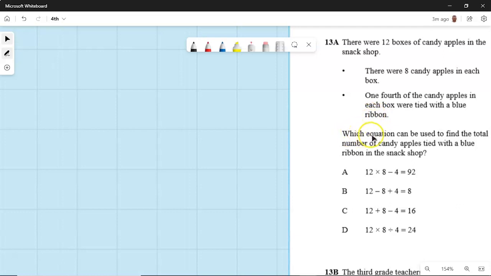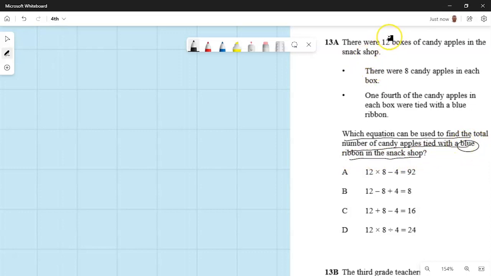So what we are trying to find out is which equation can be used to find the total number of candy apples tied with a blue ribbon in the snack shop. We have the equations right here below. I'm going to make sure we pay real close attention to what the question is asking. Which equation can be used to find the total number of candy apples tied with a blue ribbon in the snack shop? So the ones with the blue ribbons are the ones that are important.